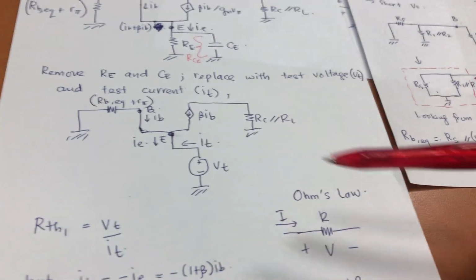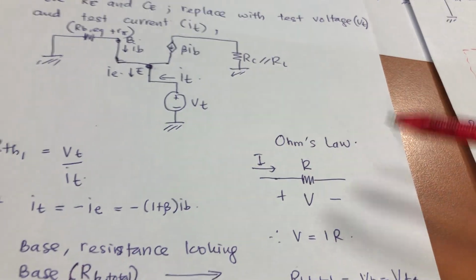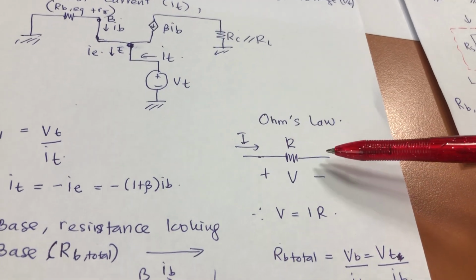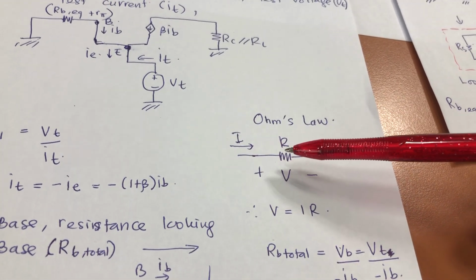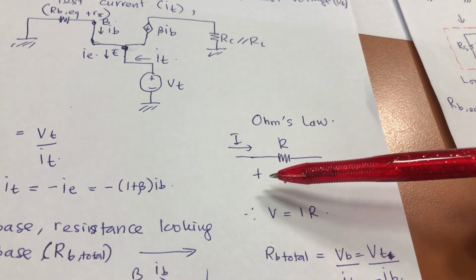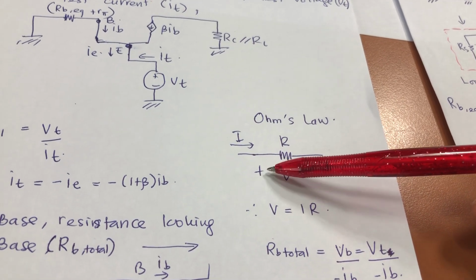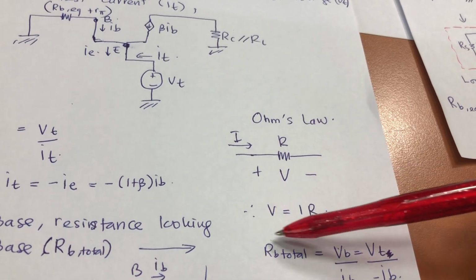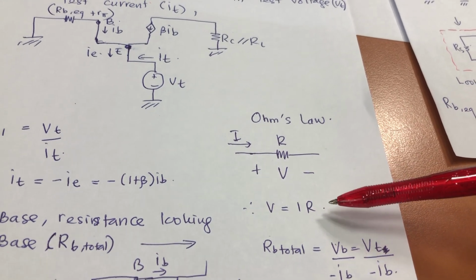Alright, now remember, before I go further, I want to remind you of Ohm's law. By definition, when there is a resistor and current flowing through the resistor, the voltage will have a positive terminal here and a negative terminal here, and therefore we equate them: V equals IR.